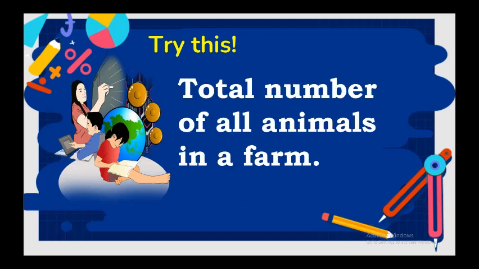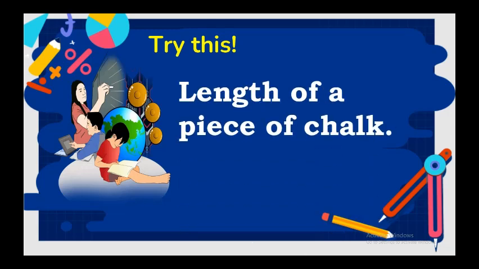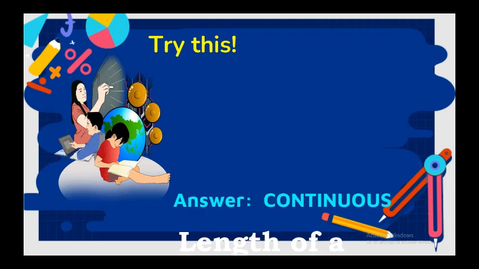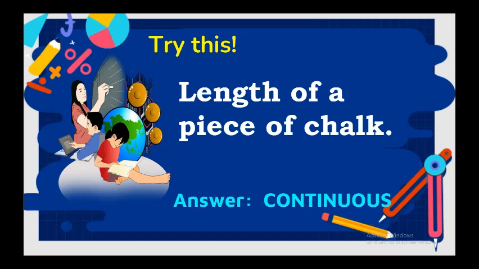Next statement: total number of animals in a farm. Is it discrete or continuous? The answer is discrete, so we can count the number of animals in a farm. Next is the length of a piece of chalk. The answer is continuous. We need to measure how many centimeters or millimeters the length of a piece of chalk is.